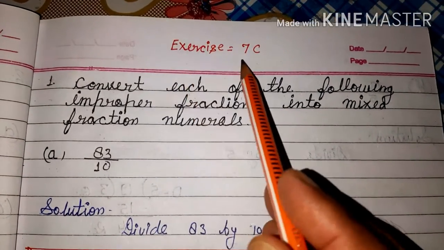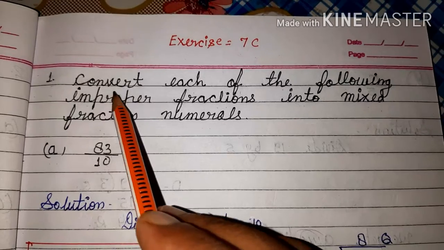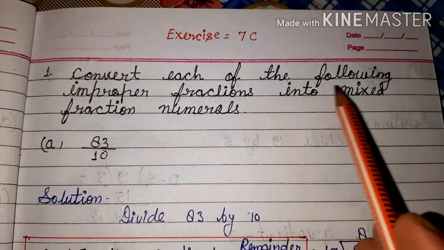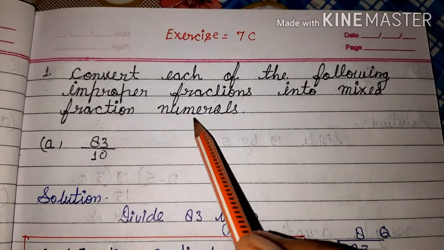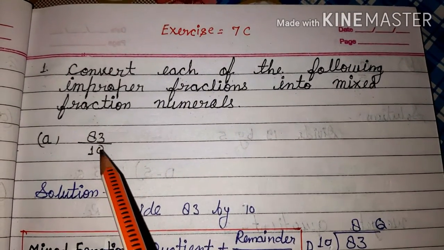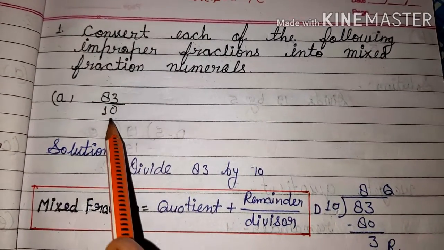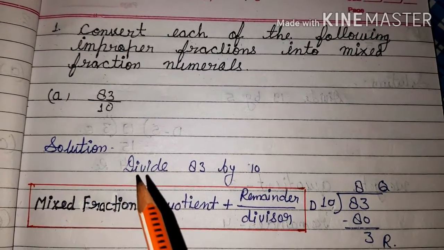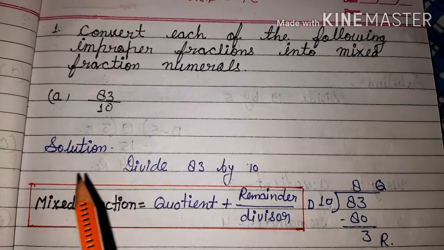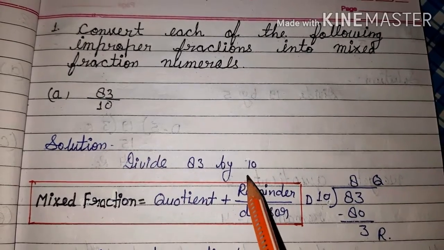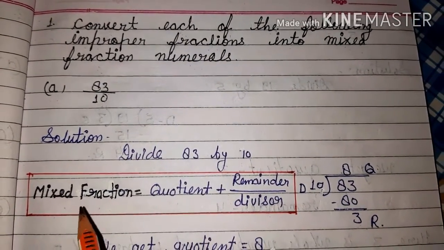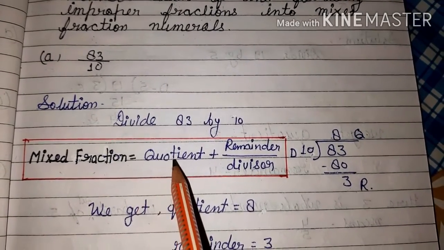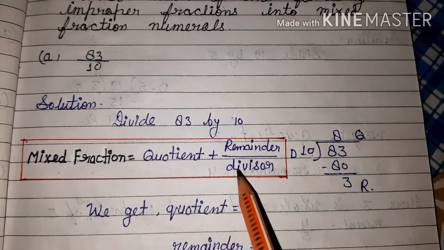Exercise 7C. Question number 1. Convert each of the following improper fractions into mixed fractions. Here is A, 83 by 10. This is an improper fraction, so we have to find the mixed fraction. First of all, divide 83 by 10. And the formula of a mixed fraction is equal to quotient plus remainder upon divisor.